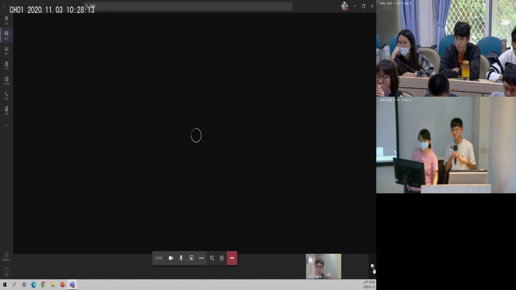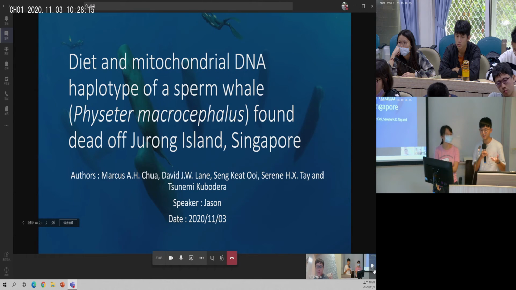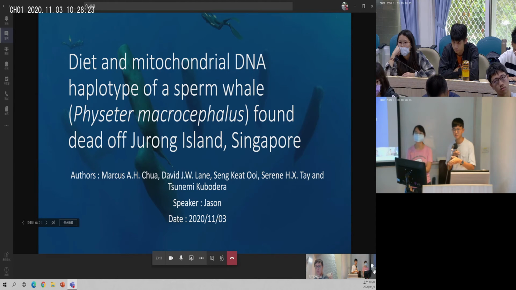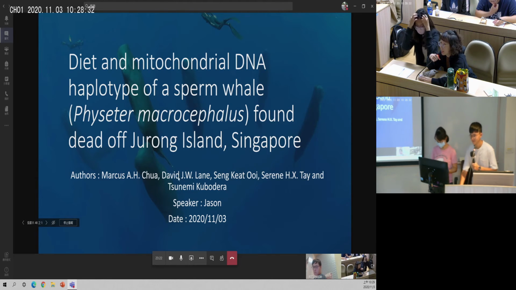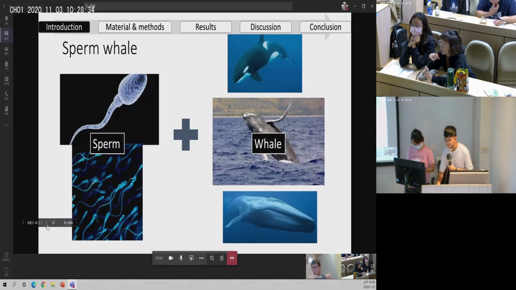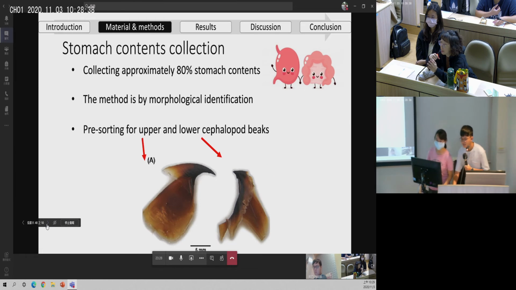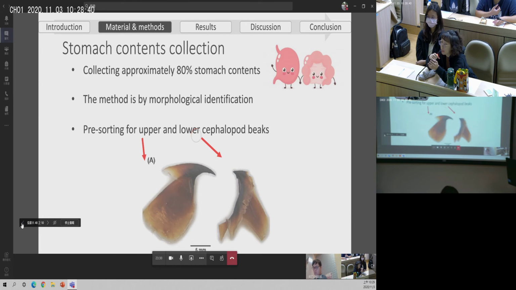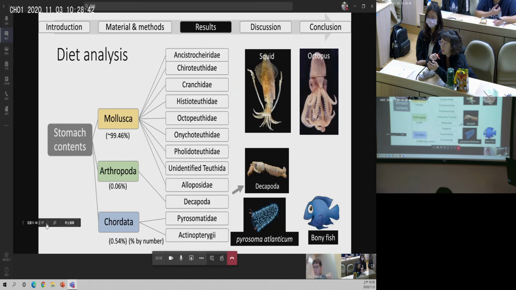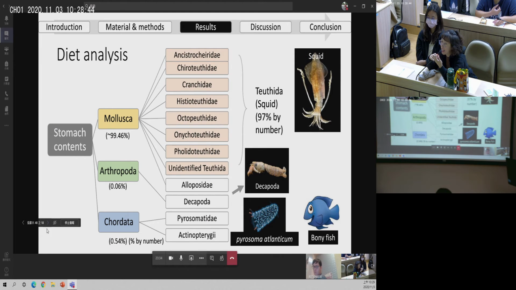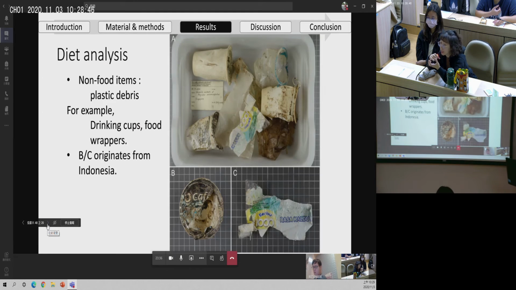Have a collision with a ship, so he died on the ocean, but the flow forced it to the land. In your discussion, you say it may be collected by the ship. And does it have any external injury? Or you can say it may be collected by the ship.